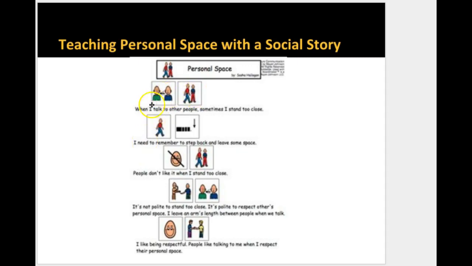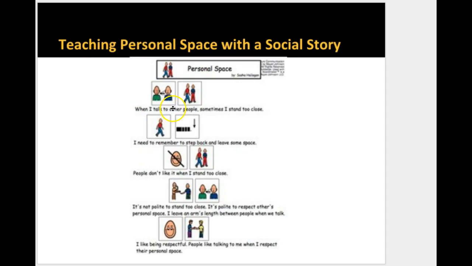And these are simple drawings. What I liked when I would create social stories is I might actually use pictures of the student instead of these graphics. But here's a social story where we're trying to teach them about appropriate personal space with others. So let's just take a quick look at it.